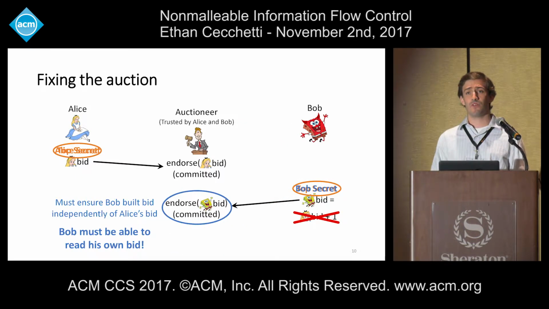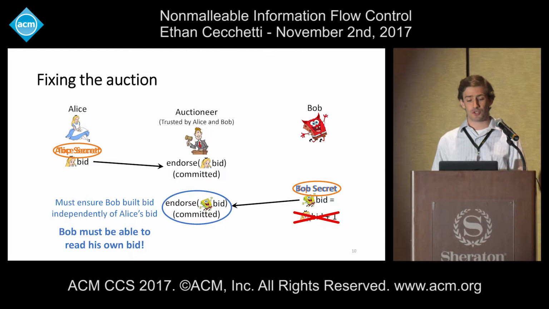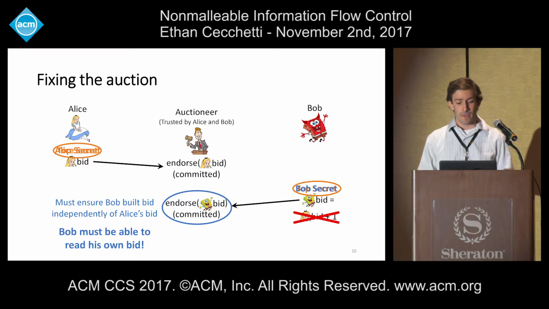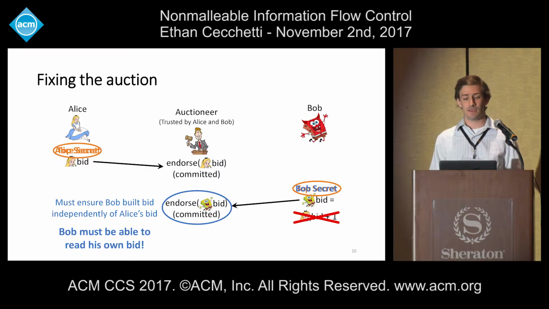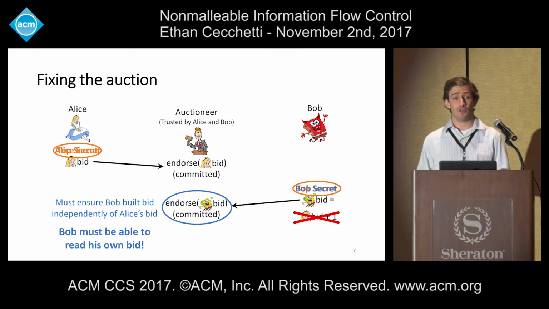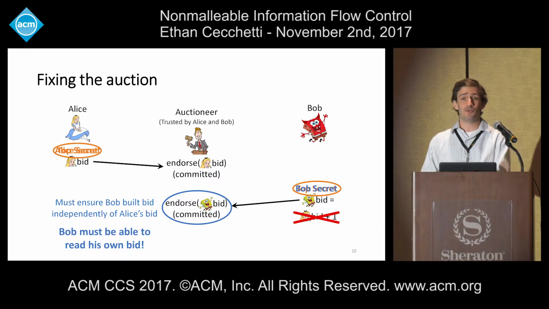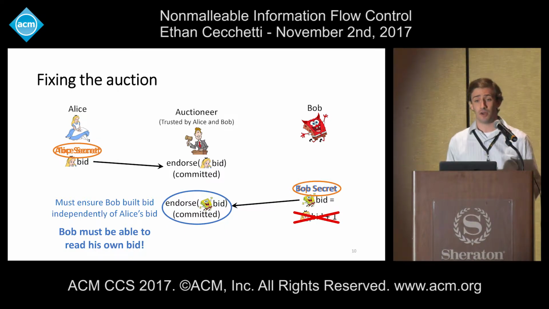As I mentioned, in order for the auctioneer to be considered trustworthy, he really needs to ensure that Bob constructed his own bid independently of Alice's secrets. And in order to make this guarantee, the auctioneer needs to ensure that Bob can read his own bid. If Bob can read his own bid, then that means that Bob couldn't possibly have used Alice's bid to construct his unless he could already read Alice's bid, which he can't. That's the point of the sealed bid auction.